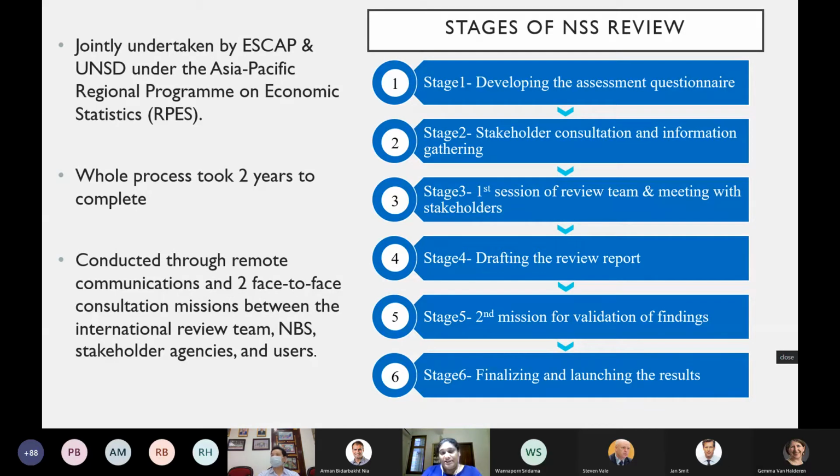But in this review, we were focusing more on the economic statistics because it was done as part of the regional program. But the institutional aspect of the statistical system, the human resources, the legal system, so those parts, the enabling environment, those were of the focus as well.